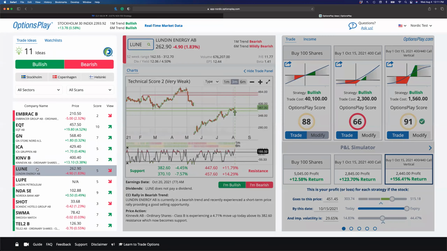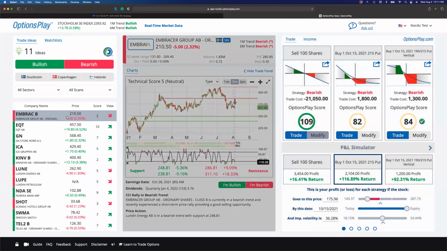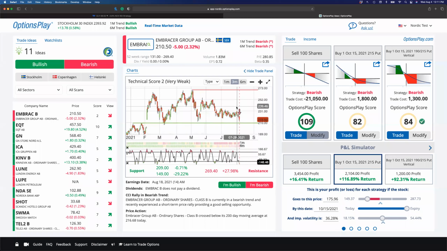We have bullish and bearish scans so that you can look for bullish stocks and bearish stocks. We find stocks that are currently trending in a specific direction to give you a better sense for opportunities in the broader markets. So you can use OptionsPlay not only for analysis, but also to scan for ideas using the trade ideas section. That's updated every single day.